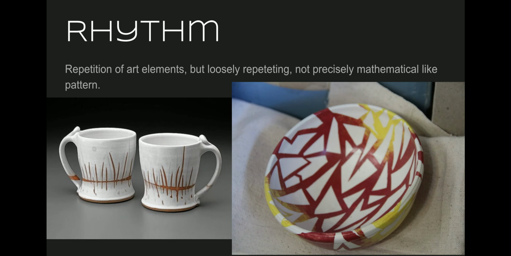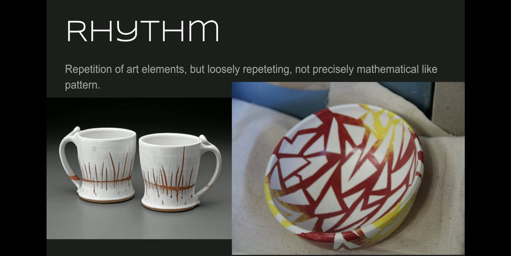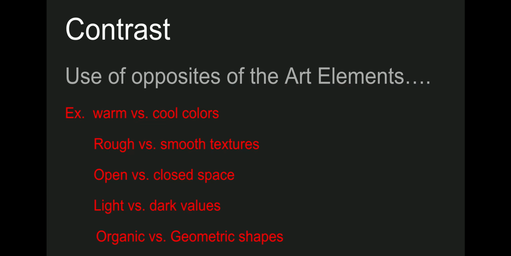Rhythm is a type of repetition, but it's very loose repeating. It's not precisely mathematical like pattern, and you can see with the 2 images below, the mugs on the left side have repeating lines, but those lines have variation to them. Same thing with the bowl on the right, which has repeating angular shapes, but they're not all triangles. Some of them have 4 sides, some have 3, and they have a bit of variety.